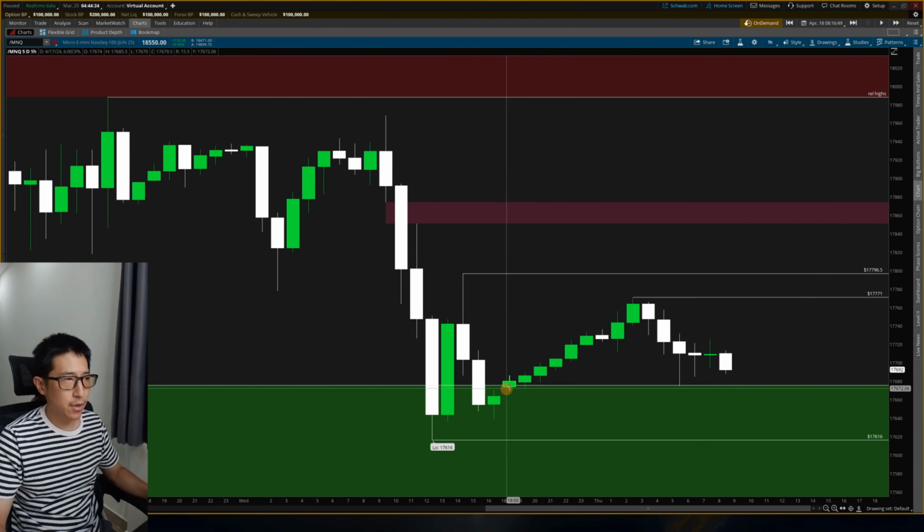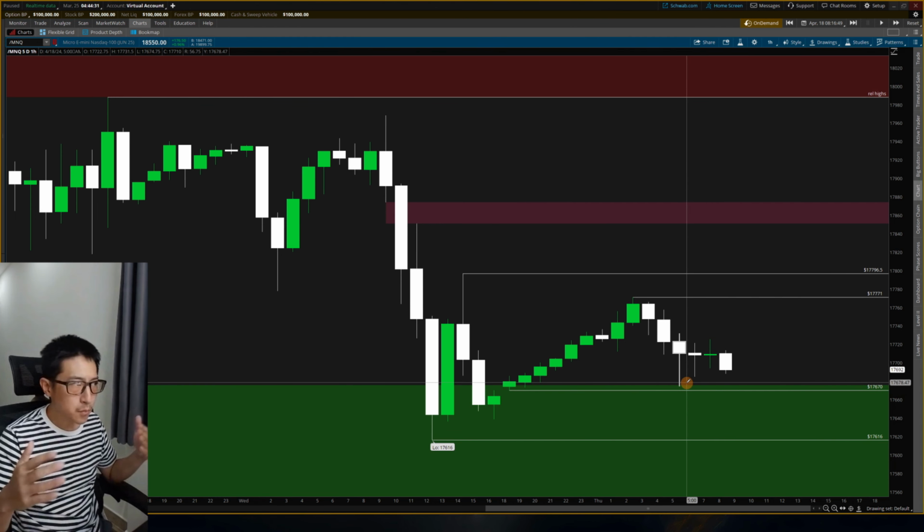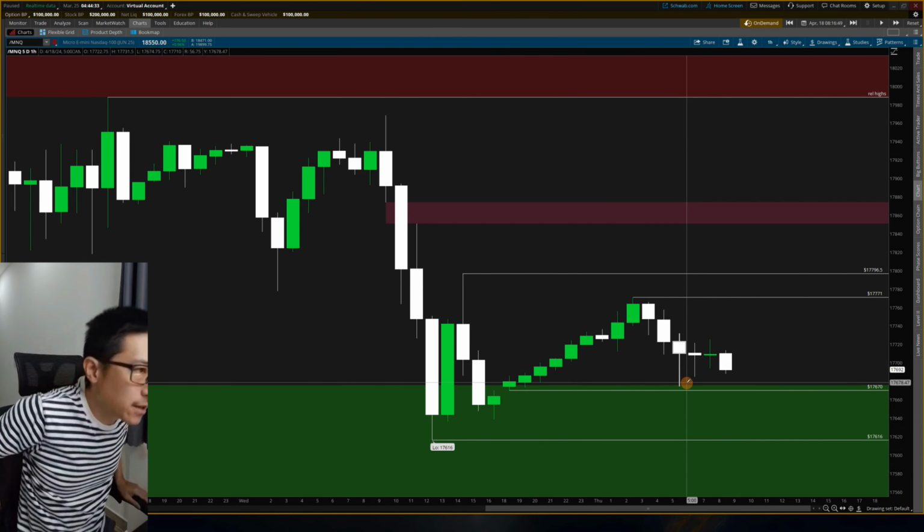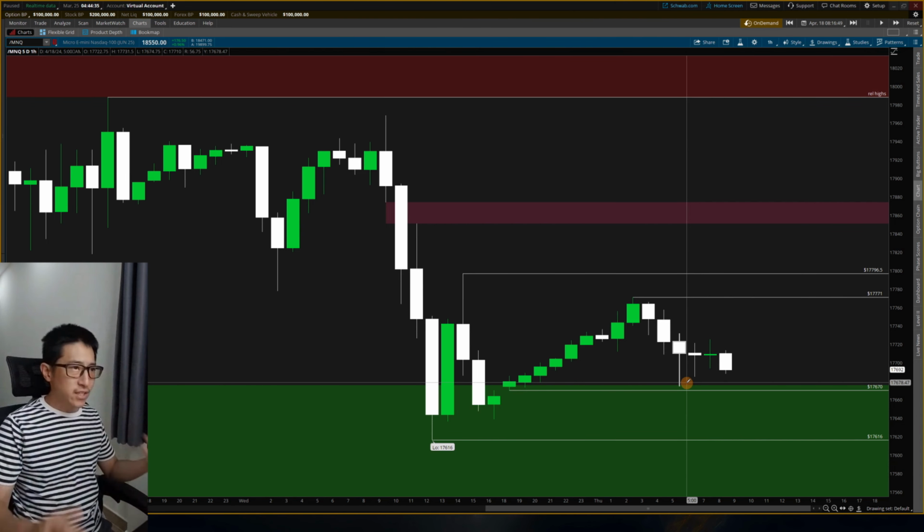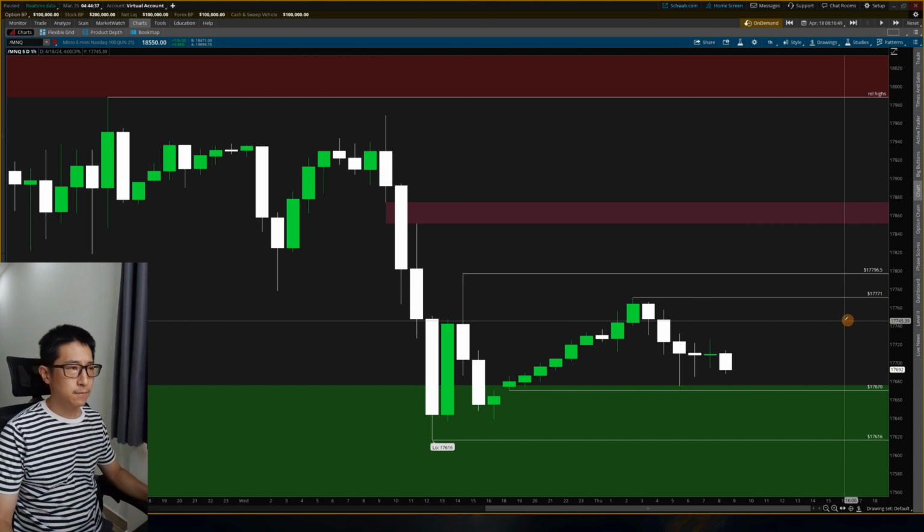There's also a gap here. You can see there's a gap. Maybe we can aim for that. It kind of lines up with this low as well. So kind of a tighter range today. Don't really know exactly what's going to happen, but these are the ideas that I'm thinking about.